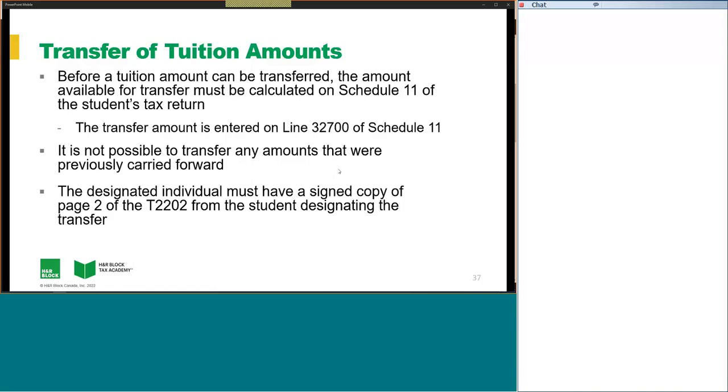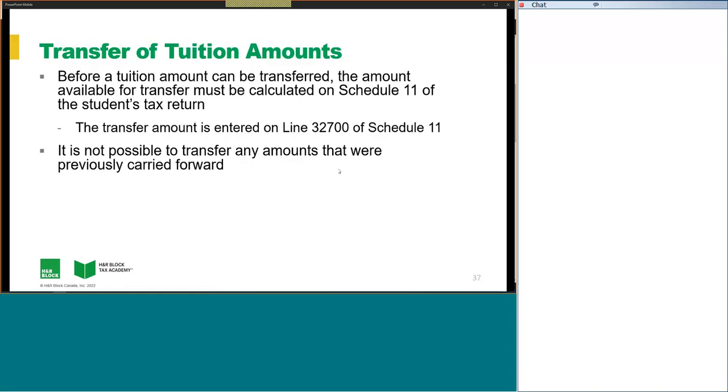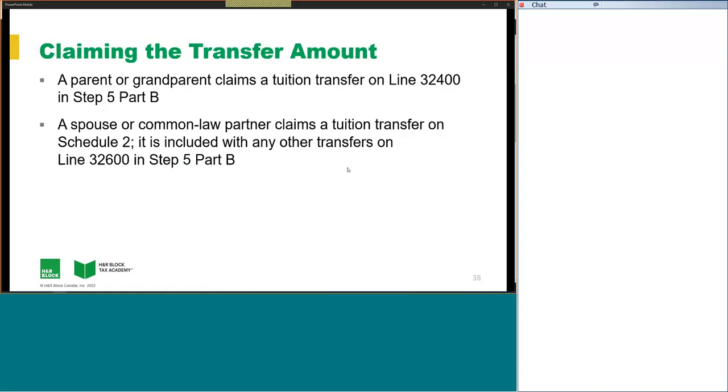So make sure they have it, make sure it is signed, make sure they know if they get a letter, there's a deadline and they have to do it. Fixing it after the fact is much worse than just having the information and proving it when asked. If you do the transfer to a parent or grandparent, they're going to claim it on line 32400. It's a non-refundable credit for them, and there's a similar line on the provincial return in Manitoba.